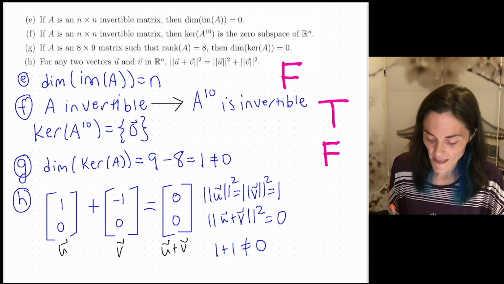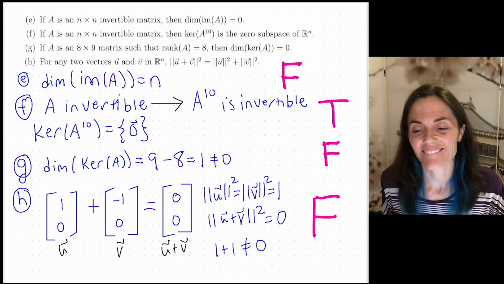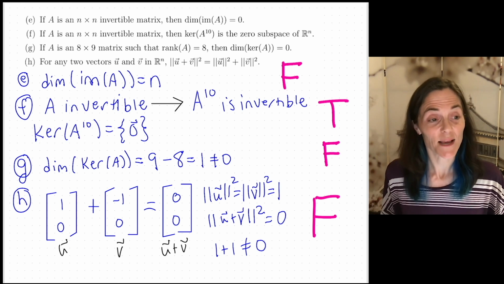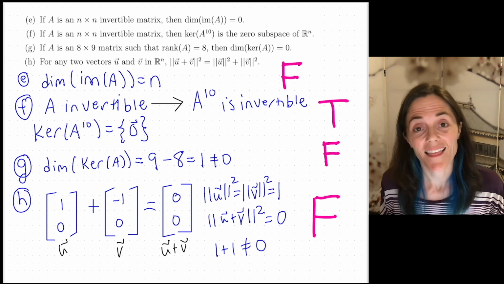So this is justification, but also you could just make a statement about perpendicular vectors. This is just an example. And this is the end of this test review. Thank you very much.